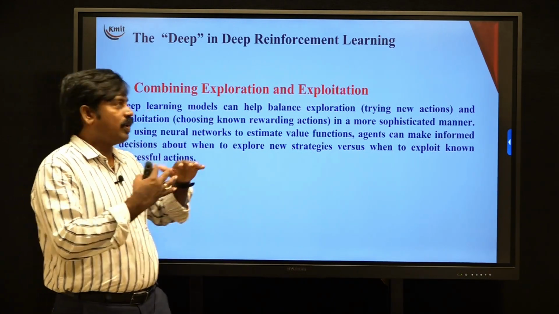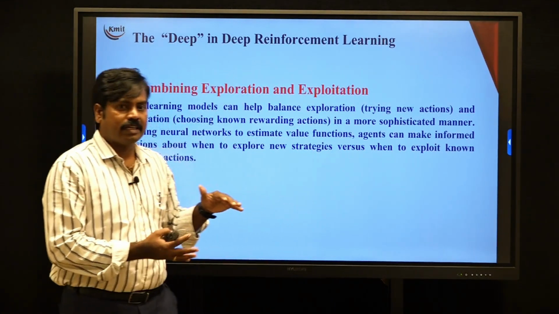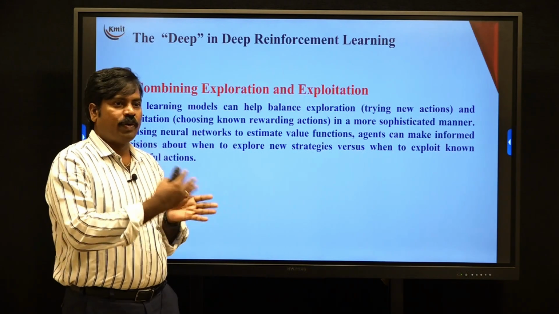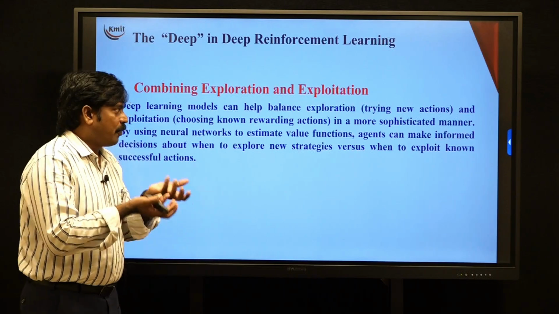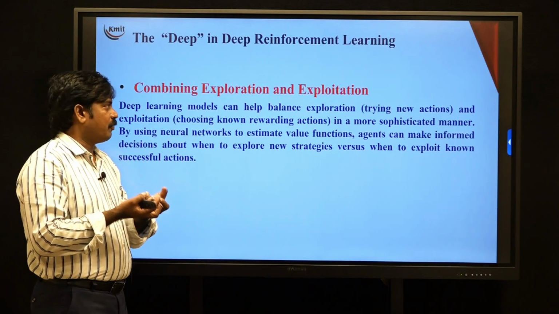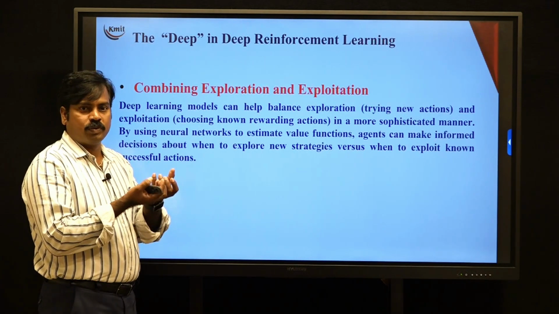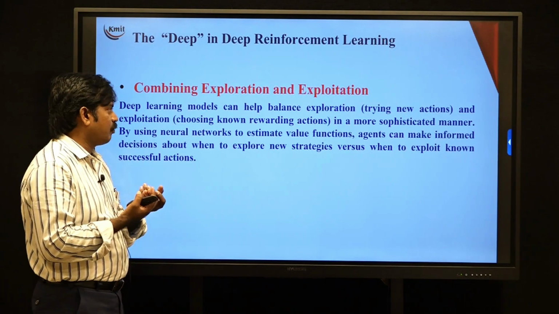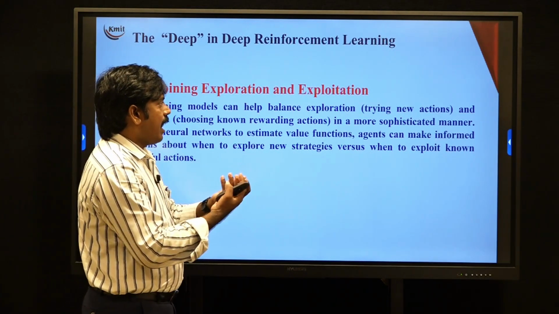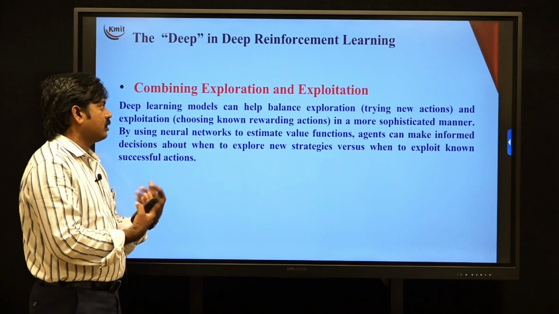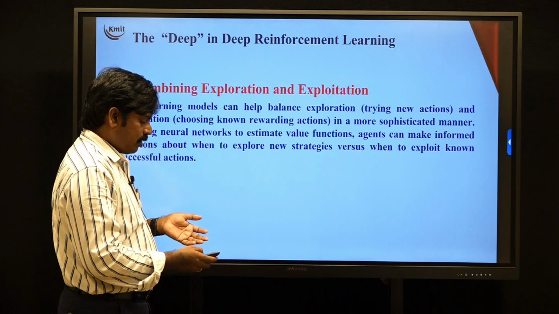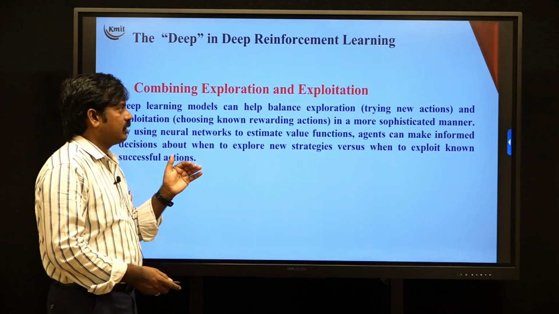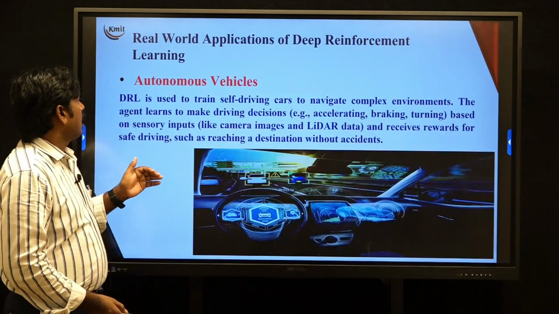Then combining exploration and exploitation. Exploration means trying new actions. Deep learning techniques are used to try new actions, check the rewards, see the available actions and available rewards, and choose which one is the best. We also use deep learning techniques to explore the actions and to exploit the actions. Both are done with deep learning in the reinforcement learning task. These are the operations where we are using deep learning techniques.